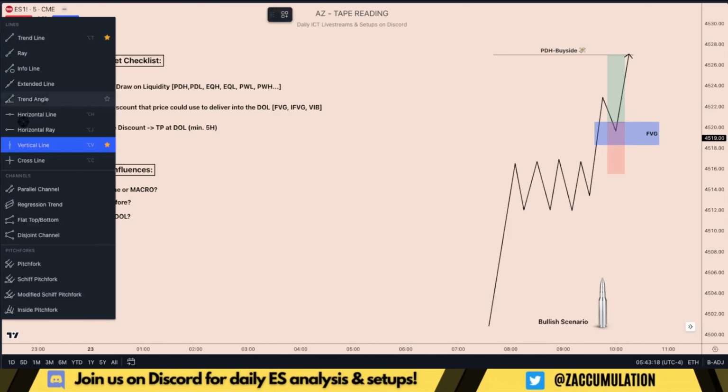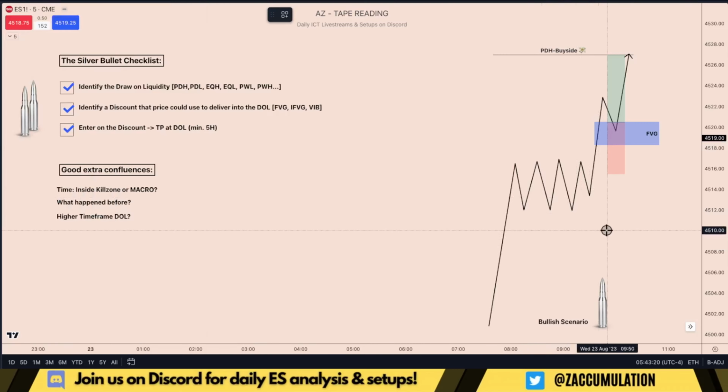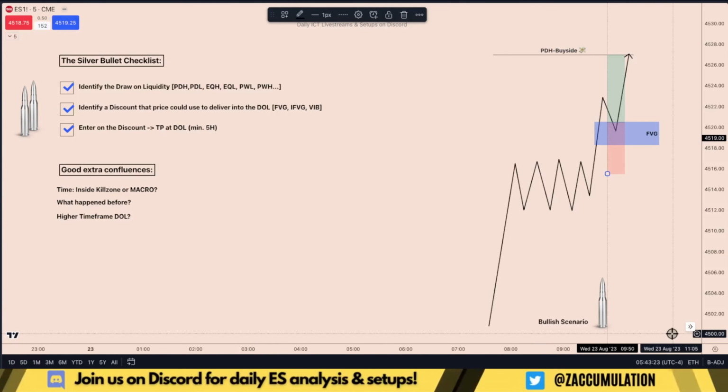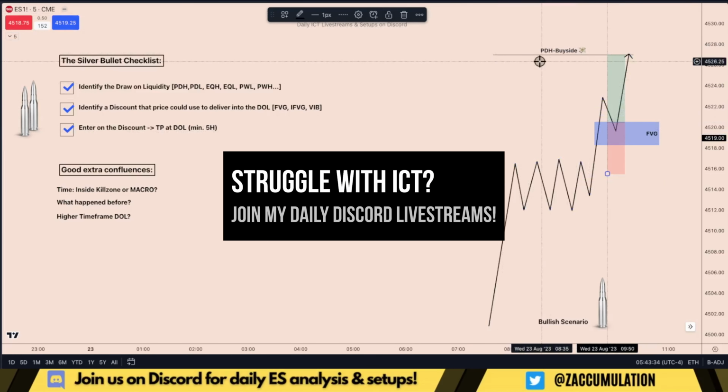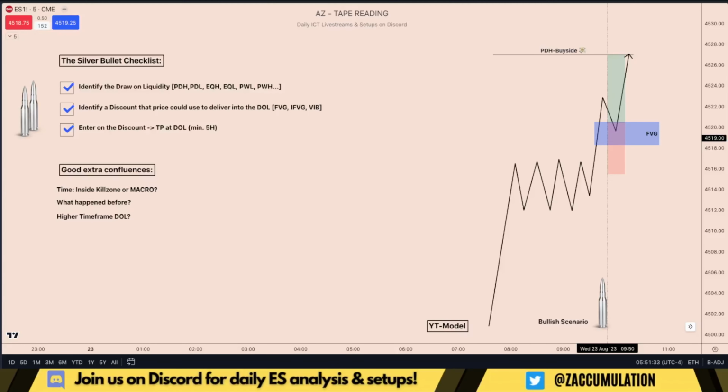Could we maybe be, let me use a vertical trend line, right inside of the 9:50 to 11:10 a.m. macro? If we are, we have even more confluence that the algo could use this discount to deliver price into our targeted liquidity pool. The second best confluence after time, of course, is what happened before. I always ask myself that question if I'm looking forward to take a continuation silver bullet setup into a high probability pool of buy side or sell side liquidity.